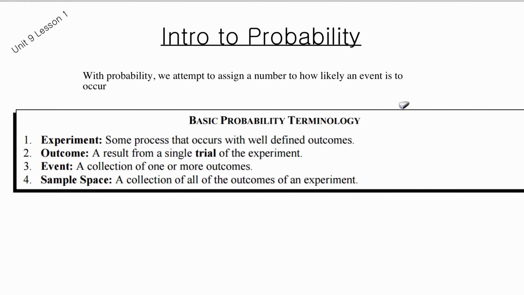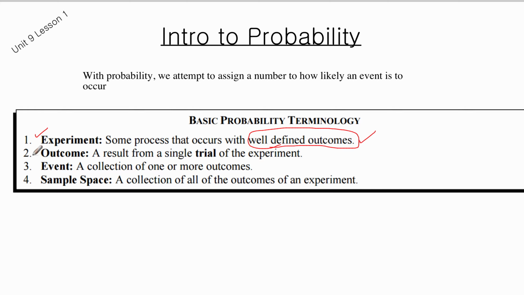So we have some basic terminology first that we have to learn. An experiment. When we are studying probability, we're going to run some experiment, and it's a process that occurs with well-defined outcomes. In other words, we set up the experiment because we want to study something. So that's the well-defined outcome. We want to see that if we do X, will event Y occur?